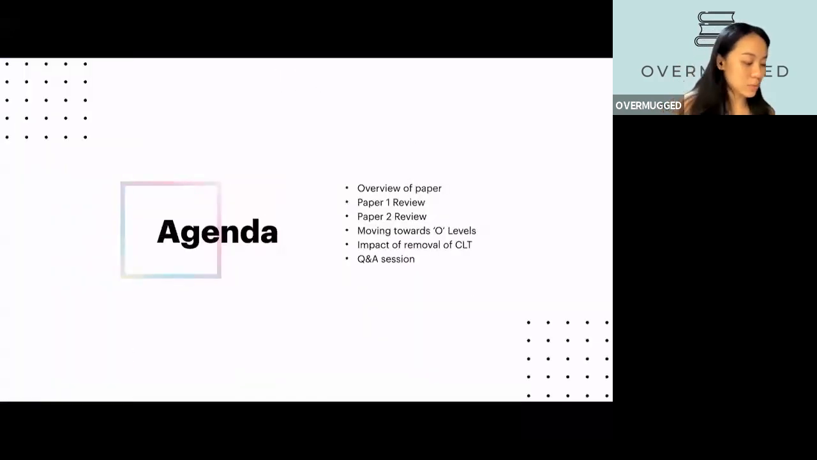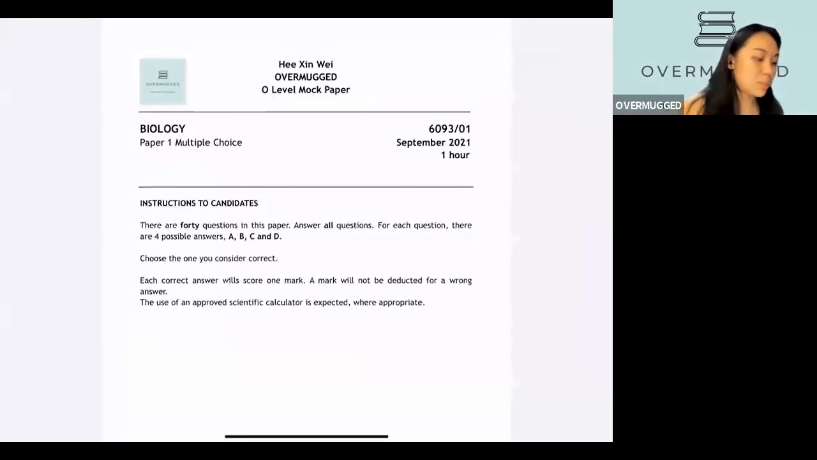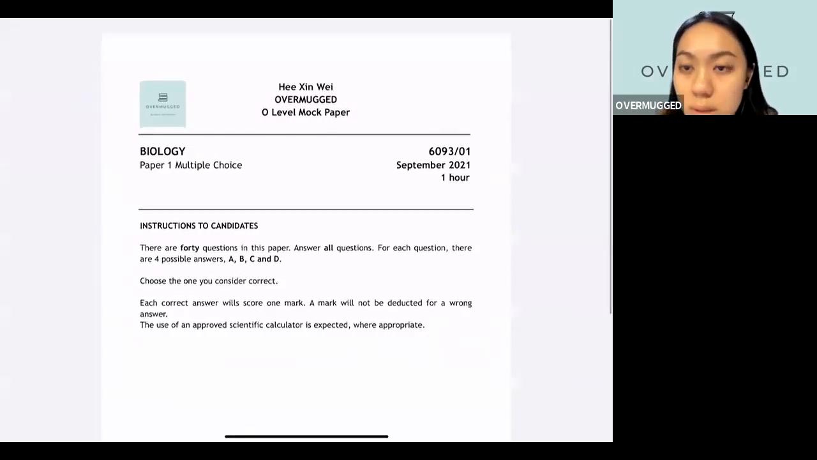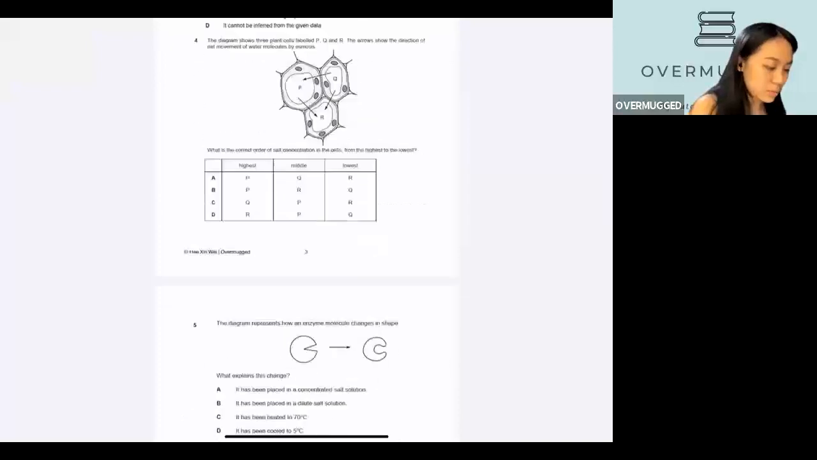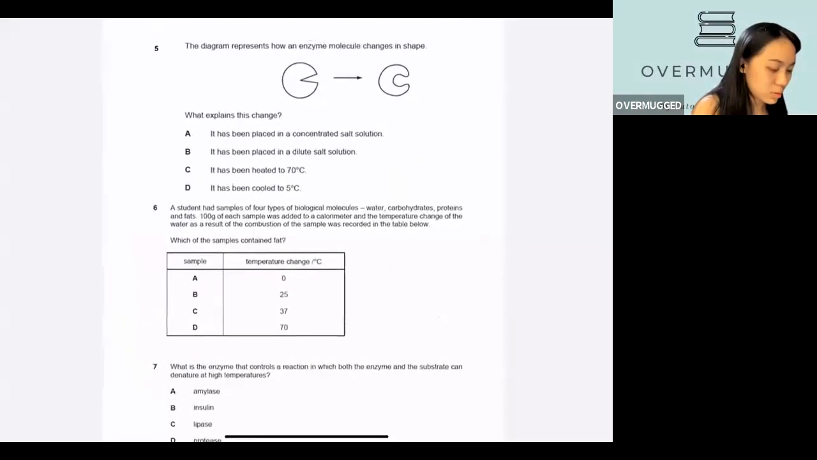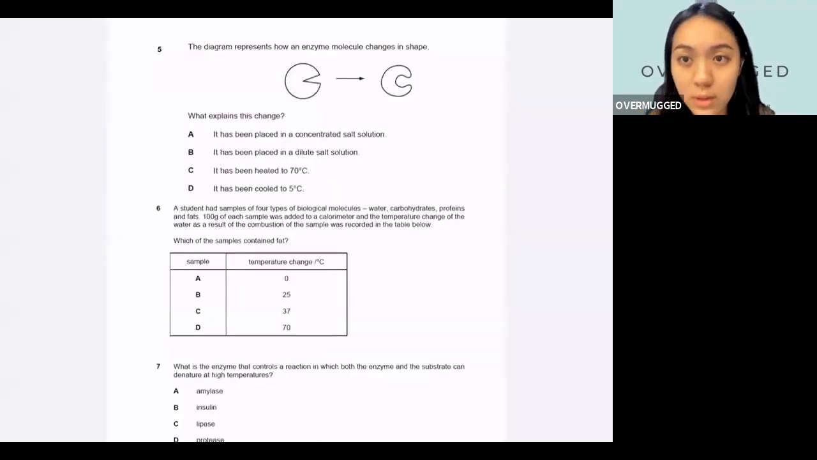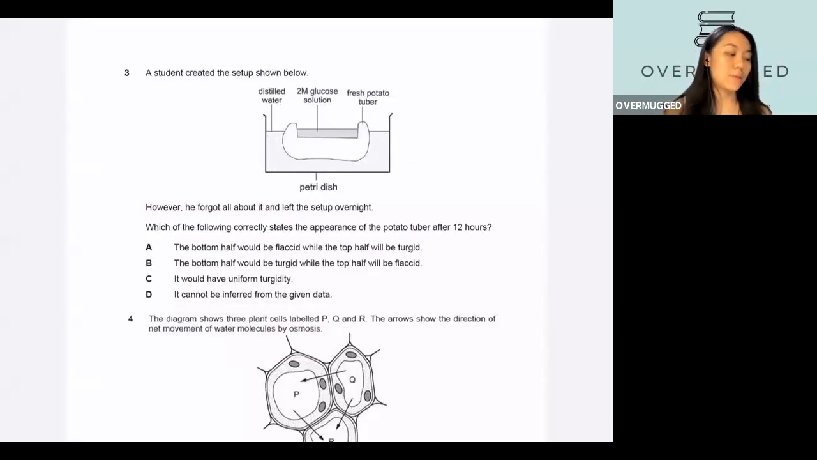Okay, let's start. Paper 1. So let me read through the chat. 5, 6, 7, 10. Okay, I'll just try to see. If I miss out, just let me know. Question 5? No, question 3. So we started at question 3. Okay, so question 3: a student created this setup, forgot all about it, and left the setup overnight.